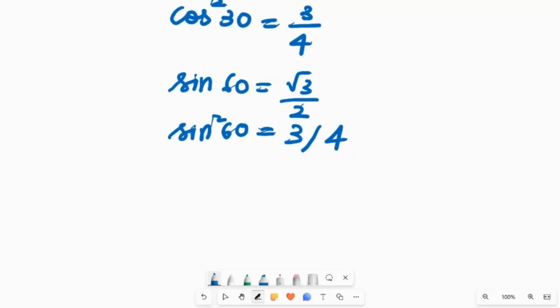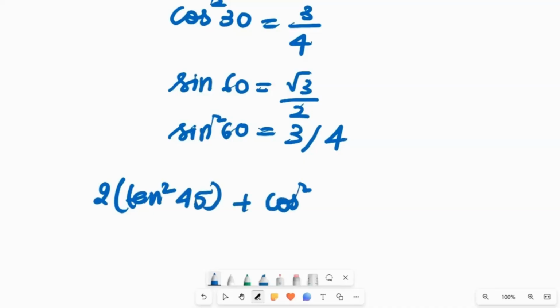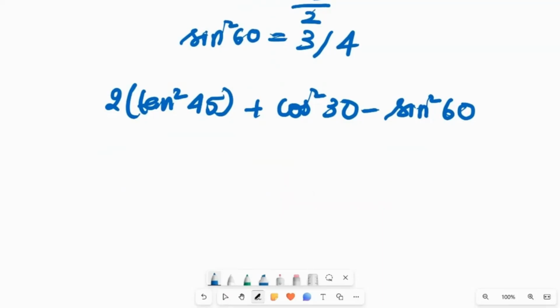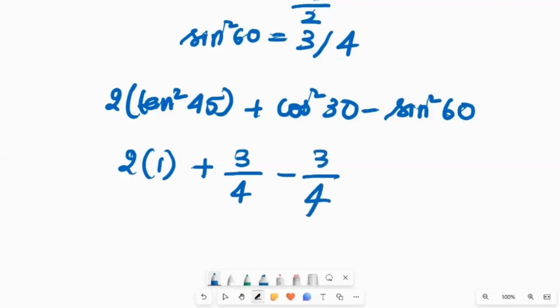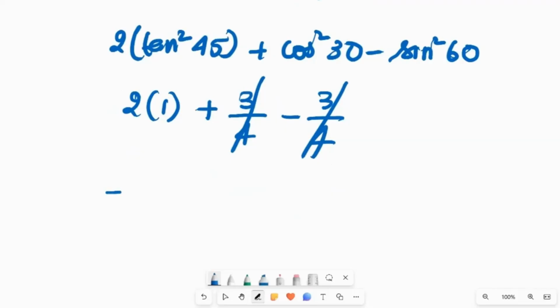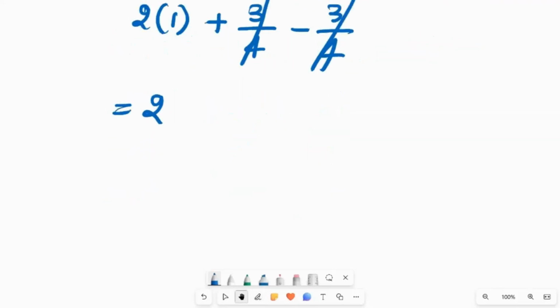Now simply we need to add all of them. So we need 2 into tan square 45 plus cos square 30 minus sin square 60. Tan square 45 is 1, so 2 into 1 is 2, plus cos square 30 is 3 by 4, minus sin square 60 which is 3 by 4. This is 0, so 2 into 1 is 2. So the answer of the fourth question is 2.